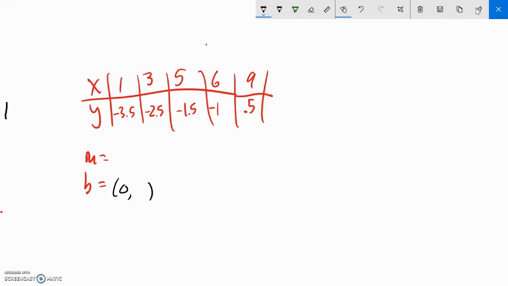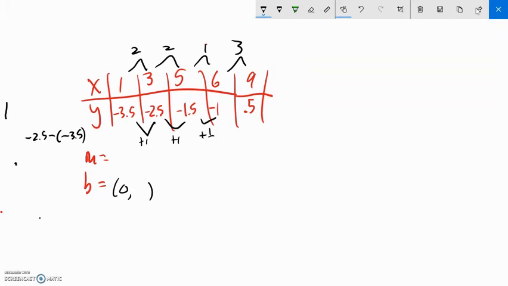So notice I have these changes in x. This is changing by 2, by 2, by 1, by 3. And this is going up by 1. And if you don't see it on your calculator, go negative 2.5 minus negative 3.5, and that'll give you that change. This is going up by 1. This is going up by a half, 0.5. And this is going up by 1.5. So it looks like it might not be linear, right? Plus 1, plus 1, plus 1 half. But remember, these are changing too. All these ratios should be the same.